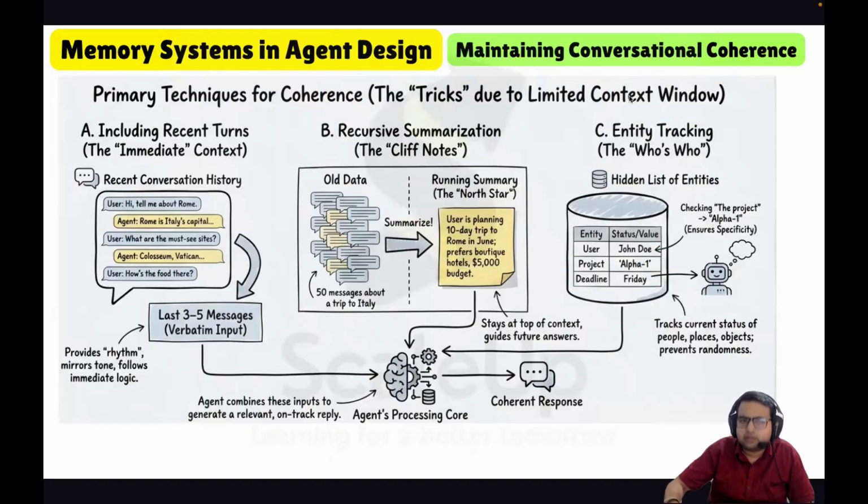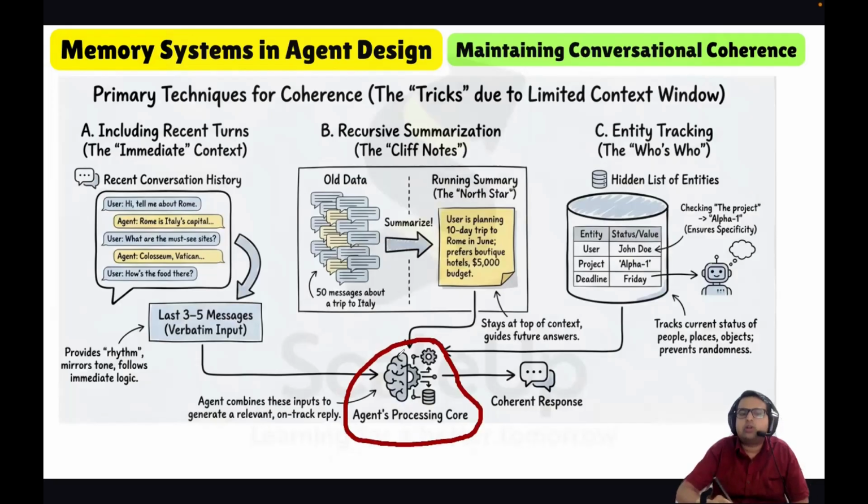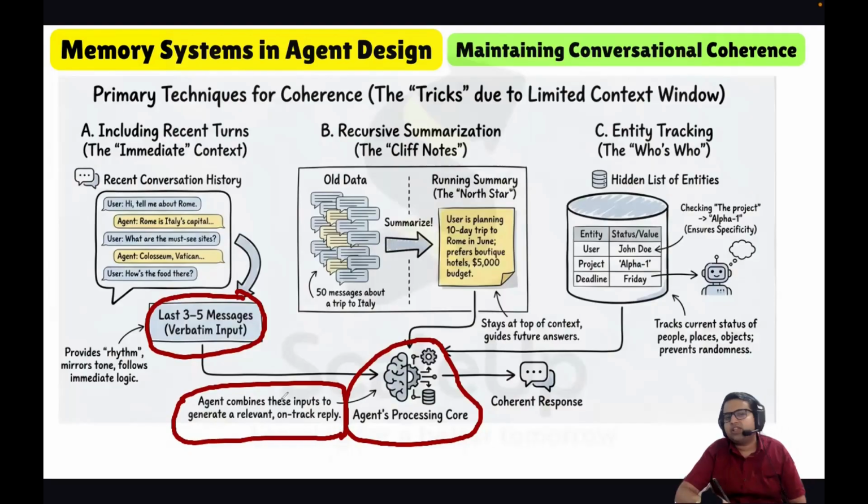So now it's very clear that if we talk about the primary techniques for coherence, the idea is that we have a large language model, the agent's processing core. Now what we are doing is giving it the recent conversation history, like the last 3 to 5 messages. So the agent will combine these inputs to generate a relevant, on-track reply. Using these last 3 to 5 messages, the agent will get to know the tone, and it will follow that tone while generating further responses.